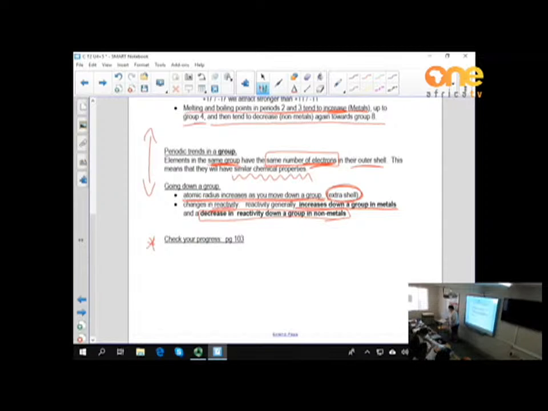Page 103, the table shows data on elements in period 3. A, discuss the trend in reactivity and in melting points from sodium to aluminium across the third period. So from sodium to aluminium, what happens to the reactivity? It is going to increase. And what's going to happen to the melting point? It is also going to increase.